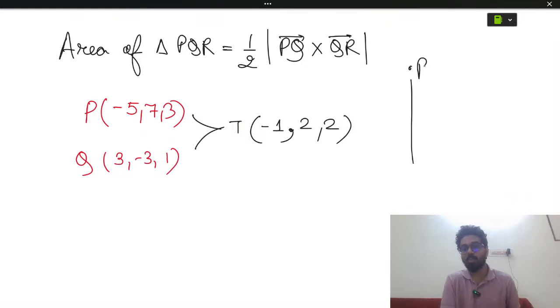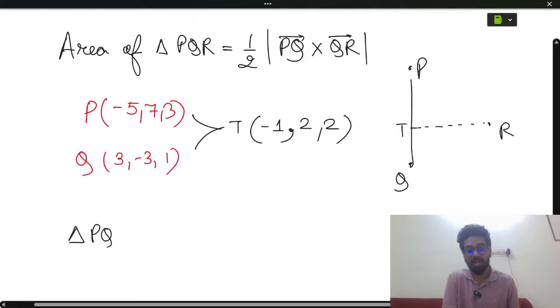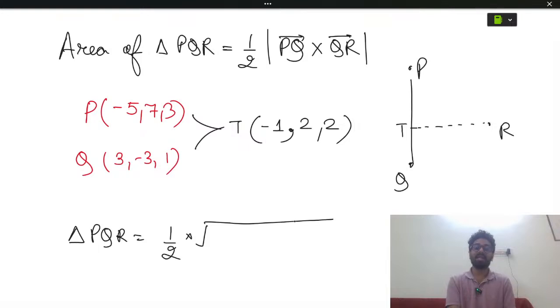Guys, this is point P, this is point Q, and this is point R, and this is perpendicular. So all I am going to do to get the area of triangle PQR is simply half into base into height. So what is this base? Base is PQ. What is this PQ? I can directly calculate. How? Distance formula.